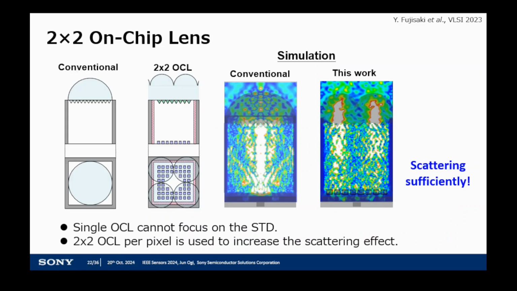In addition, they also introduced a 2x2 on-chip lens (OCL) on a single pixel. The conventional OCL focuses incident light on the center of the pixel, but the focus point is not matched to the shallow trench diffraction layout. So they applied a 2x2 OCL. The 2x2 OCL focuses incident light on the STD efficiently, and incident light can be scattered sufficiently, as shown in this figure. The combination of the dual diffraction structure and the 2x2 OCL can increase PDE sufficiently.